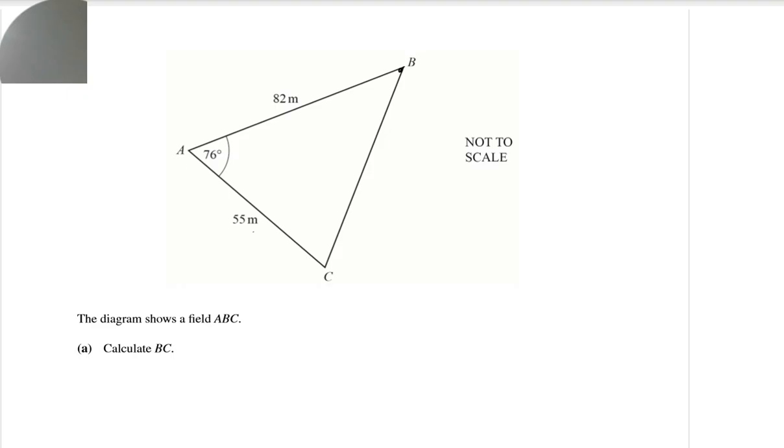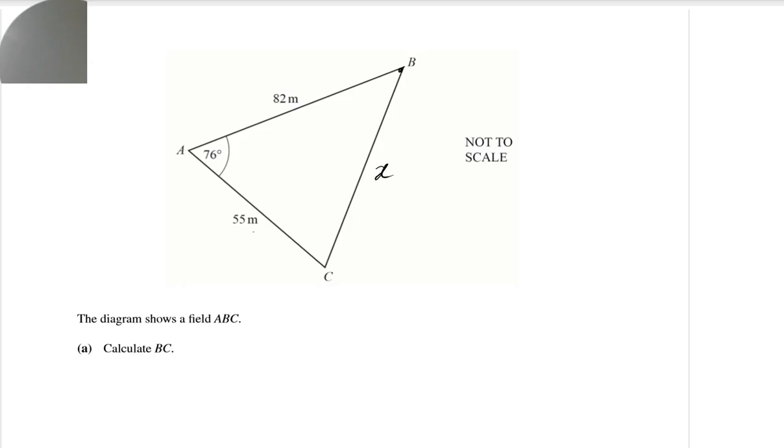Okay, as you can see, this is a non-right angle triangle, and we need to find the side BC. So this is your side BC. As you can see, we are dealing with three sides and one angle. So in such a case, we will use the cosine law.